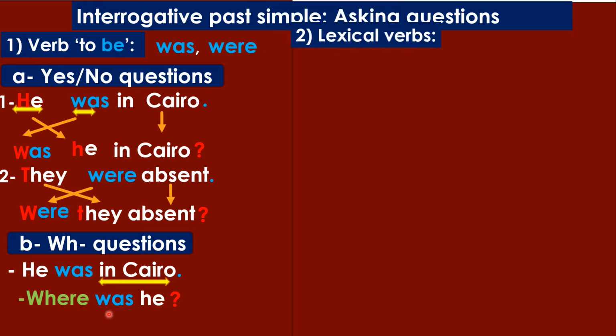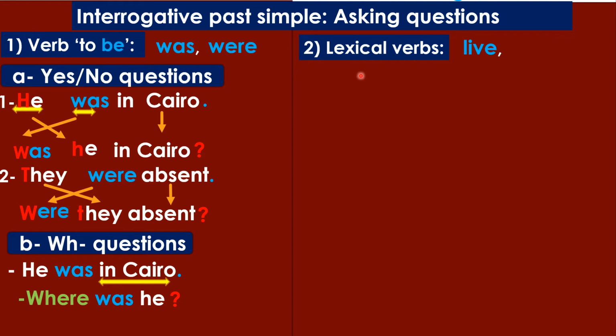Now let's move to what we call the lexical verbs. By lexical verbs, I'm talking about verbs like live and go. Here, let's talk about verbs that have a meaning, like live and go. The situation is a little bit different here.